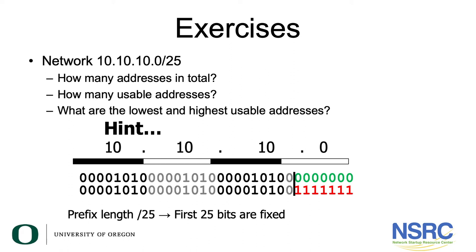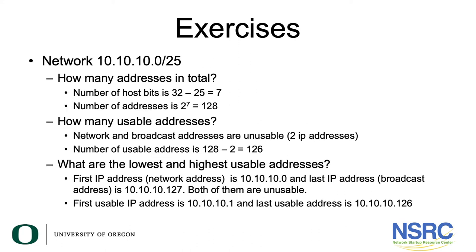So with a prefix length of 25, the first 25 bits are fixed. Okay, so we'll go through the exercise with the network prefix 10.10.10.0/25. Like we showed you on the previous slide, the number of host bits is 7, which is derived from 32 minus 25 bits for the prefix length. So the number of addresses available will be 2 to the power of 7, which is 128. So how many usable addresses do you have? Remember that network and broadcast addresses are unusable. These are two IP addresses. So the number of usable addresses will be 128 minus 2, which is 126.